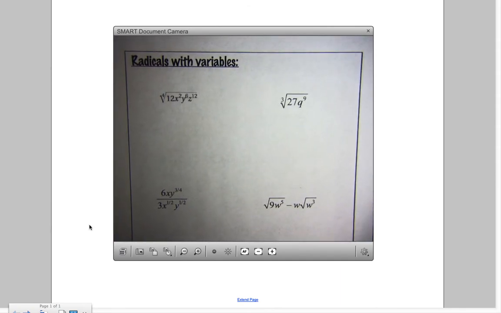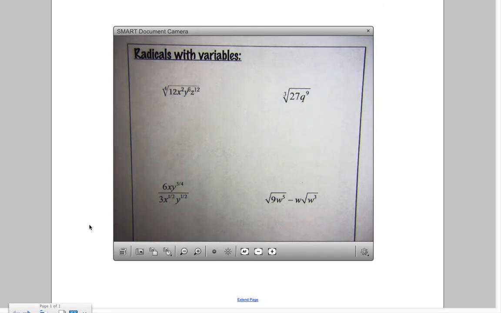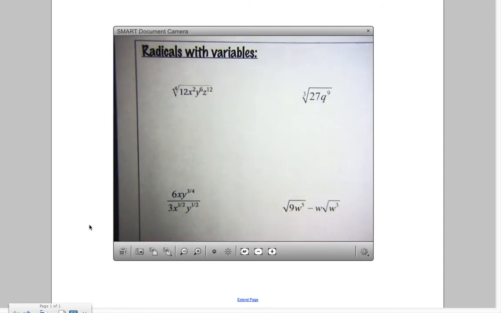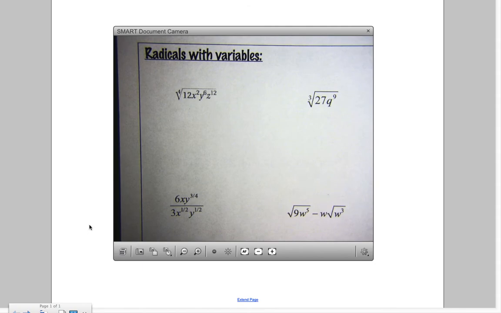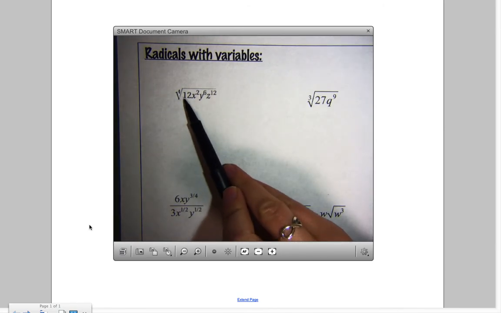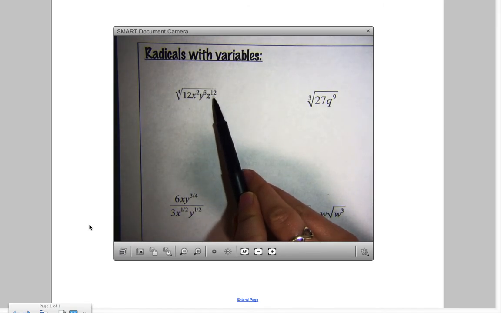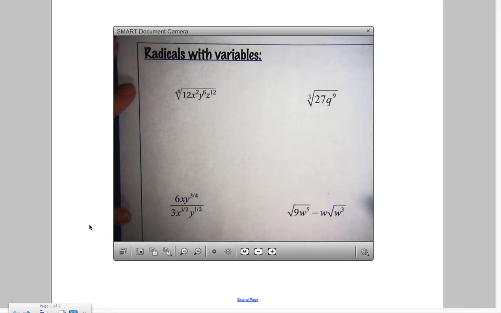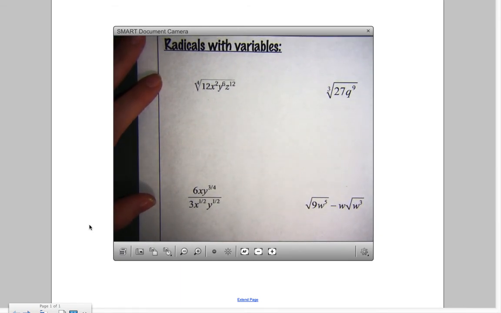All right, our very last examples have to do with simplifying, but with variables now. When you do these, all the same rules apply. Now we're just using a variable instead of a number. On the first one, we're taking the fourth root of 12 times x squared times y to the sixth times z to the 12th. So really, you're taking the fourth root of each term individually. If you want to rewrite it out like that, that might be helpful. And if not, you can leave it just like it is.